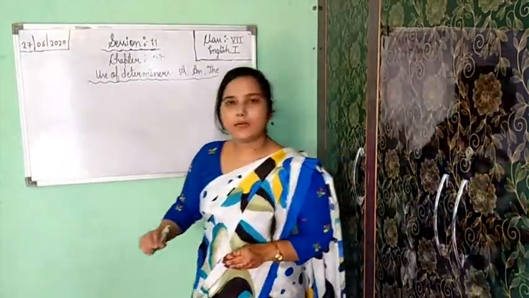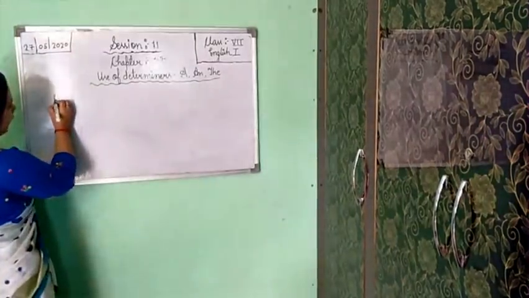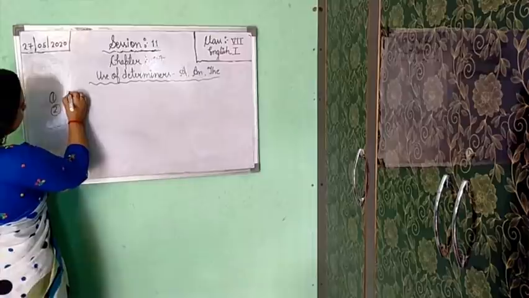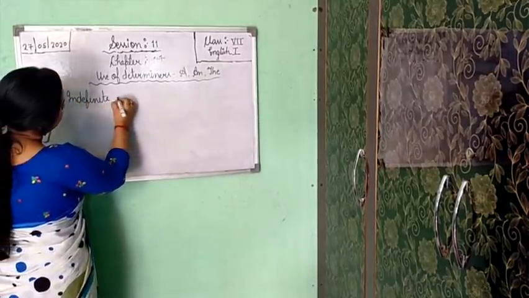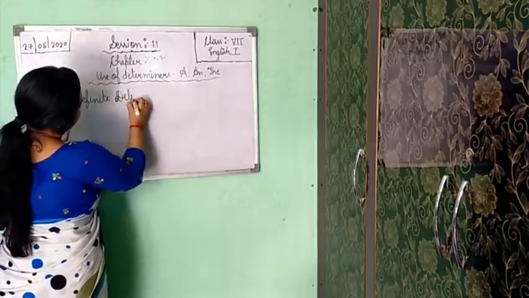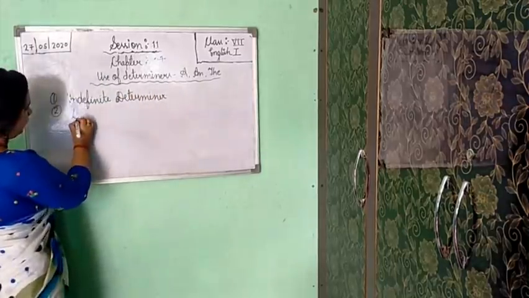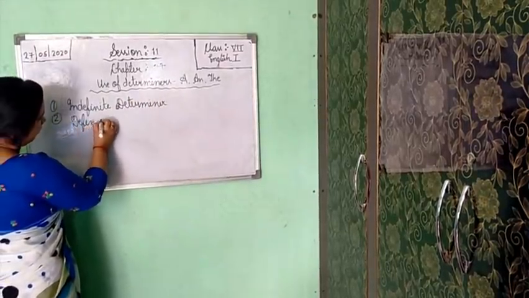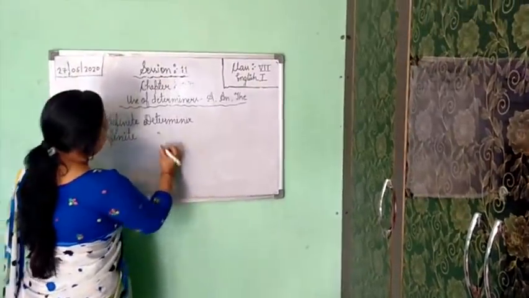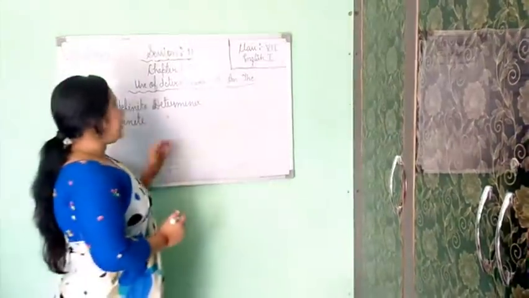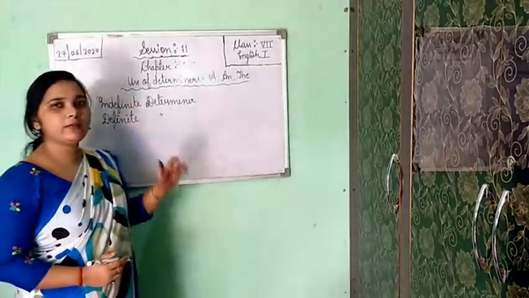Now the kinds of determiner. There are two kinds of determiners, only two kinds. The first one is the indefinite determiner, and the other one is the definite determiner. Indefinite and definite, these are the two kinds of determiner. Please note down in your rough copy, there are two kinds of determiner. First one is the indefinite determiner and the second one is the definite determiner.